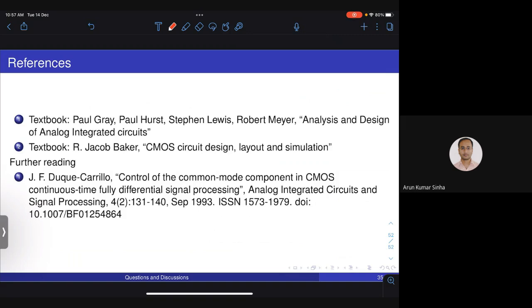Okay, so many of these circuits are standard and available in most of the standard textbooks. So most of the things that I've discussed in this session can be found in Analysis and Design of Analog Integrated Circuits, which is Gray and Meyer's book, or CMOS Circuit Design, Layout and Simulation, which is Jacob Baker's book. And if you want to look at more kinds of common mode detectors, you can look at this reference, which summarizes various types of common mode detectors, many more than what we have discussed here, and analyzes their linearity and so on. Okay, any questions?